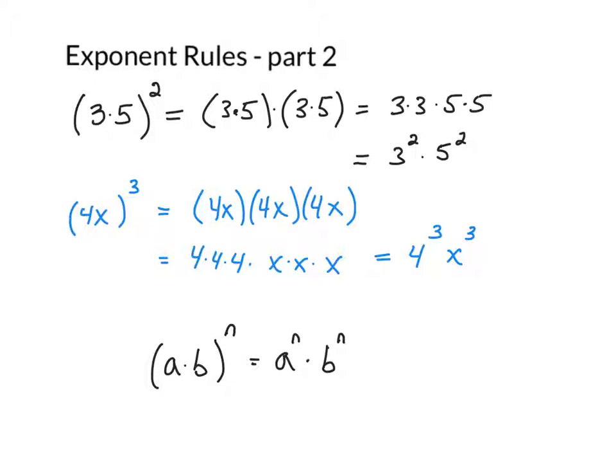If I have a multiplication a times b to the n, that's a to the n times b to the n. So hopefully these give us some understanding why that's true. Okay. So I'm going to pause, clean it up, and we'll come back and we'll look at another exponent rule.